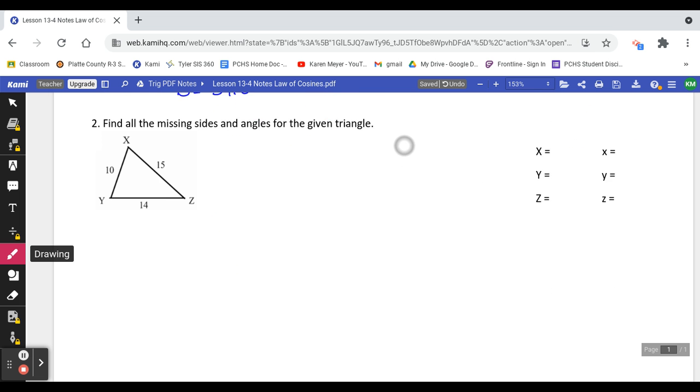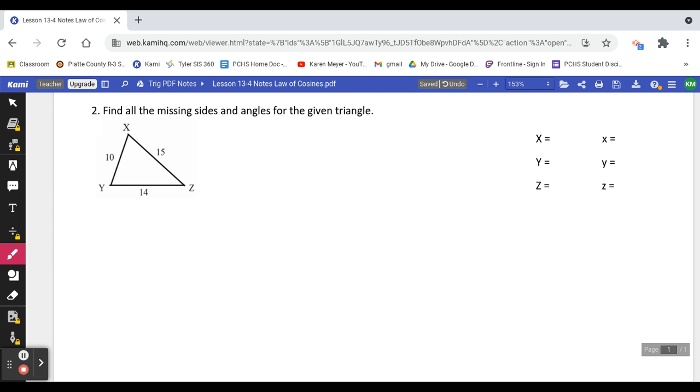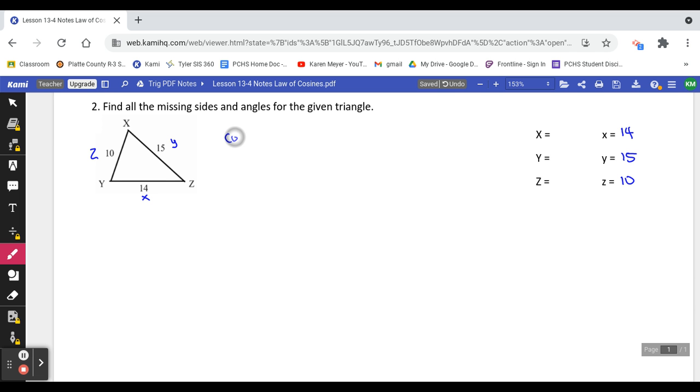Now, the other type of problem you have for law of cosines is when you just know all three sides. You know zero angles. So little x is 14, little y is 15, and little z is 10. Okay, so we can pick any angle to start with. I'm going to start with angle X. So remember, for an angle, we're going to do inverse of cosine. Open my parentheses. Open my parentheses.